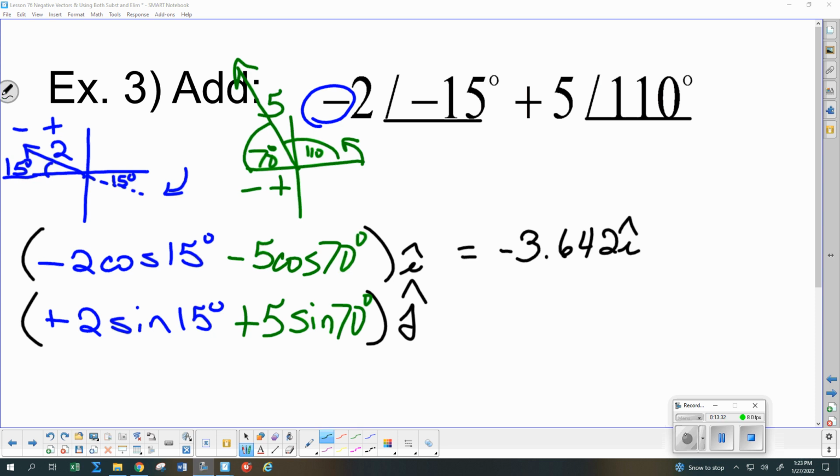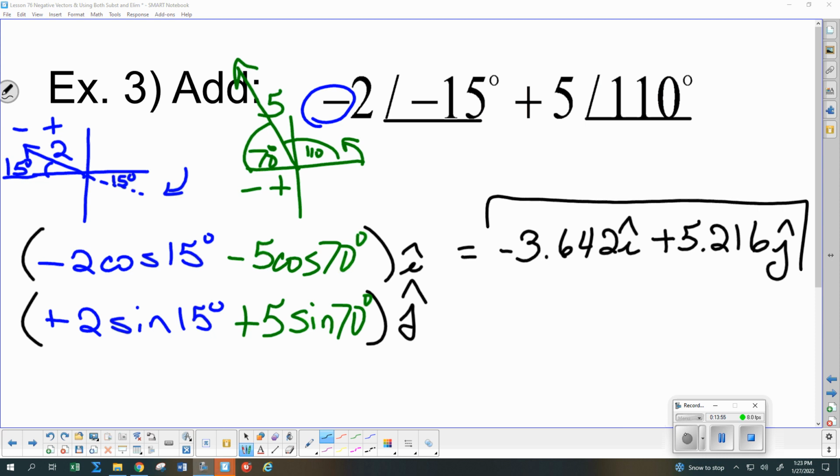So you guys just said for i hat, your calculator said negative 3.642. And what about for j hat? Elias, what'd you get for j hat? Positive or negative? 5.216, you said? Thumbs up, thumbs down? Okay, so we double checked each other. So that would be our vector, our rectangular form for our vector. That's our answer. We look at that.